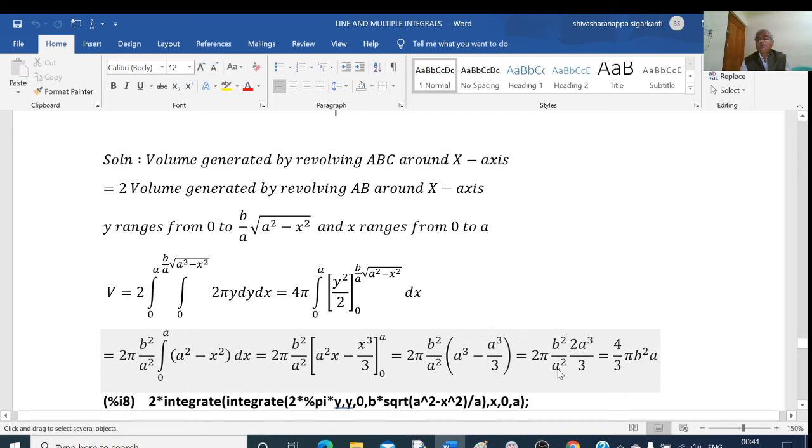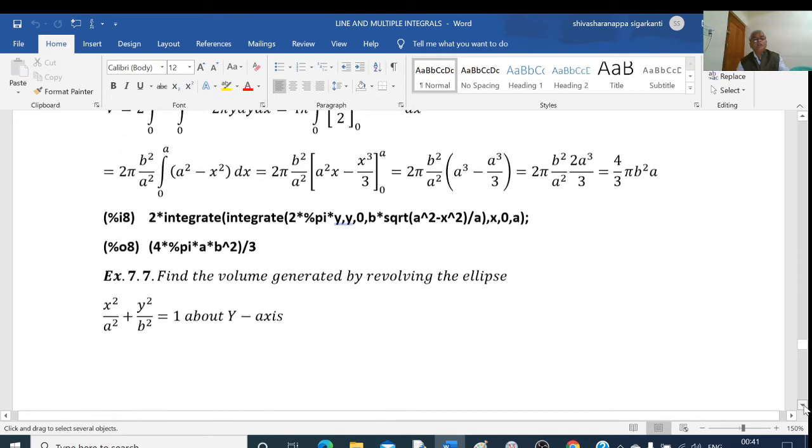Now here, one a square gets cancelled, one a remains here. This is 2 into 2 is 4 pi b square a by 3. That is 4 by 3 pi b square a, which is the required volume.